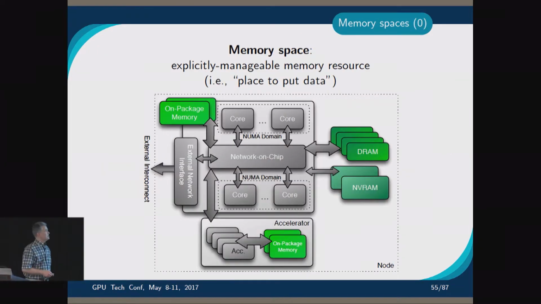So, memory space. Lots of different kinds of memory are possible, and the situation is getting more interesting by the year. We have the high bandwidth memory sitting there on package, the DRAM sitting out there. There's a lot of discussion about sitting NVRAM out there. Going to the accelerator, we have on-package memory, and then we also have the shared memory inside of the accelerator cores themselves. So we have a lot of different memory spaces. But basically, a memory space is: where do I put the data?